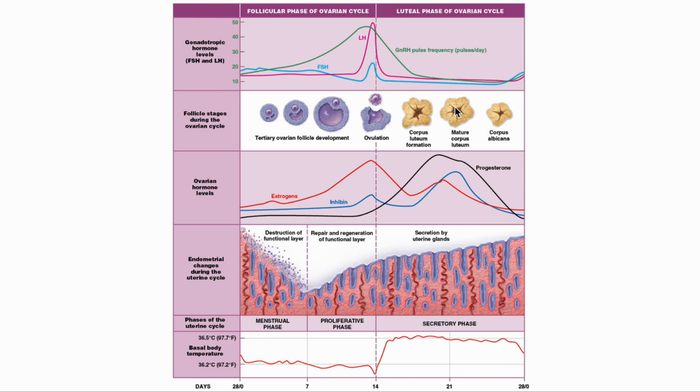But if the egg doesn't get fertilized and therefore doesn't implant, then the corpus luteum will form the corpus albicans. It will stop producing progesterone, and that fall in progesterone is going to result in the shedding of the uterine lining. So there's a connection between what's happening on the ovaries and what's happening in the uterus.